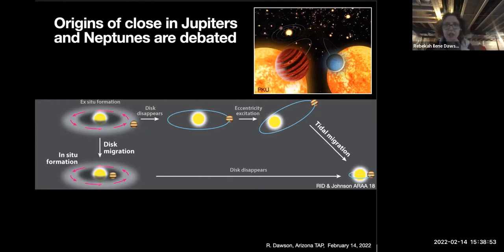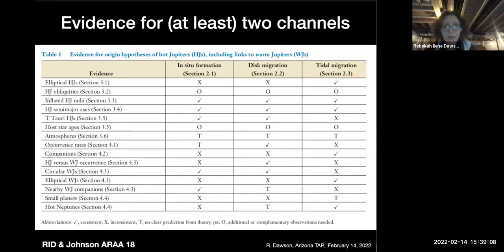So a few years ago, we tried to put together all the evidence we can think of from this now population of hundreds of close-in planets we know about and see how each of these ideas checks out. And we made this giant table that I'm certainly not going to go through in detail. But what I want to highlight is that for different pieces of evidence, we'll talk about just a couple today, none of these three channels can explain every piece of evidence.